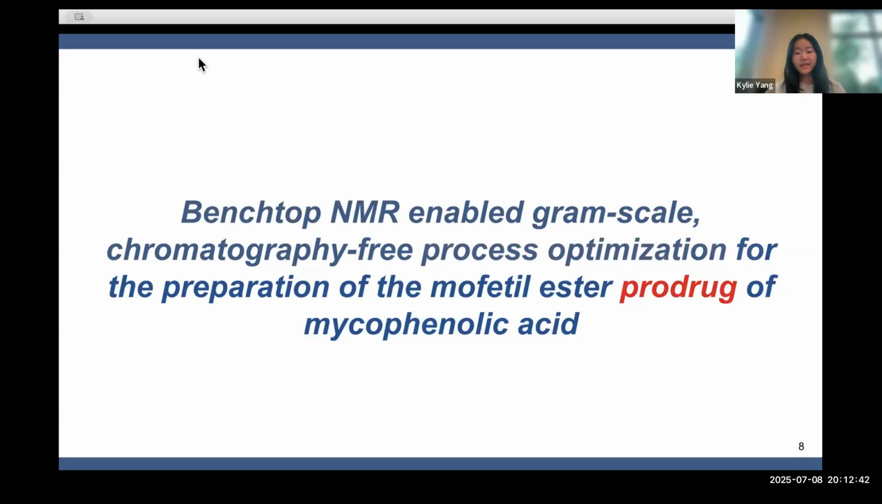And finally, just to break down the word prodrug, the prefix pro means before, and prodrugs are inactive compounds that become active later on in the body after metabolism. They can improve absorption, reduce side effects, and better target delivery. And we'll dive into this topic later on.